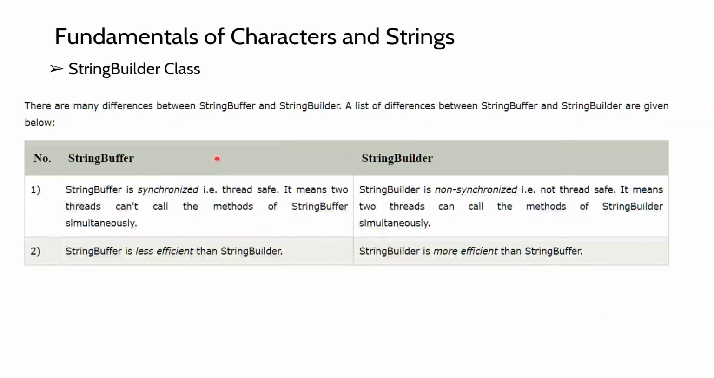There are also differences between the StringBuffer class and the StringBuilder class. StringBuffer is synchronized or thread safe. It means two threads can't call the methods of StringBuffer simultaneously. StringBuilder is not synchronized, so it's not thread safe. It means two threads can call the methods of StringBuilder simultaneously, so just be aware of that. StringBuffer is less efficient than StringBuilder. StringBuilder is quite efficient and more efficient than StringBuffer.